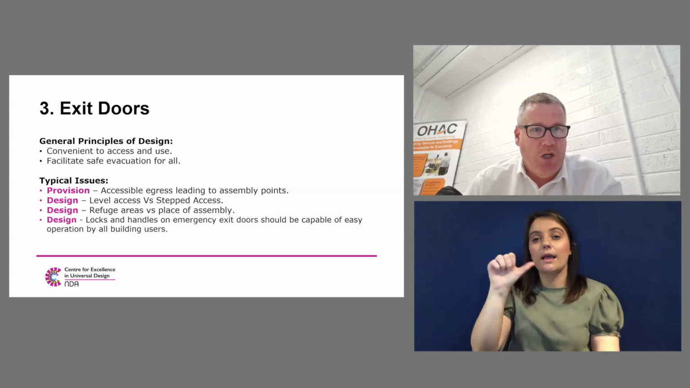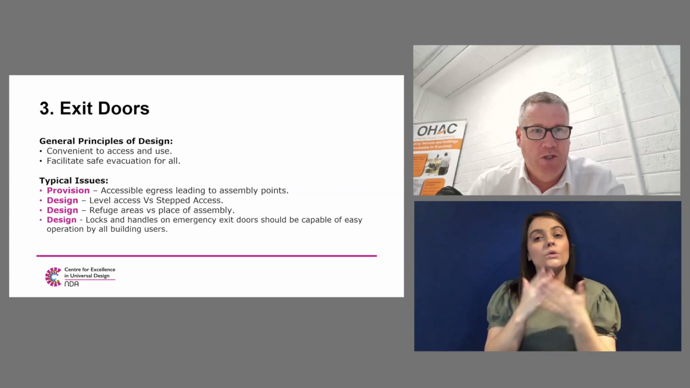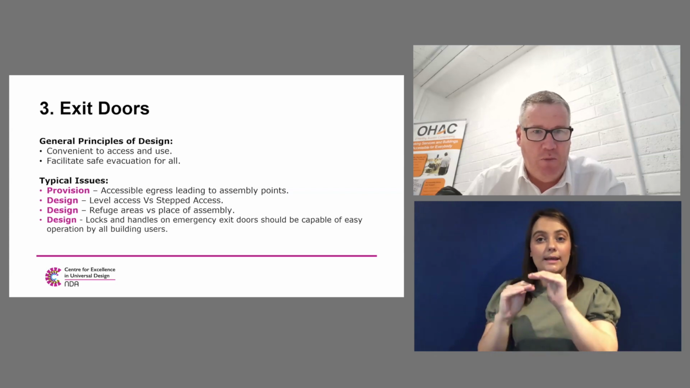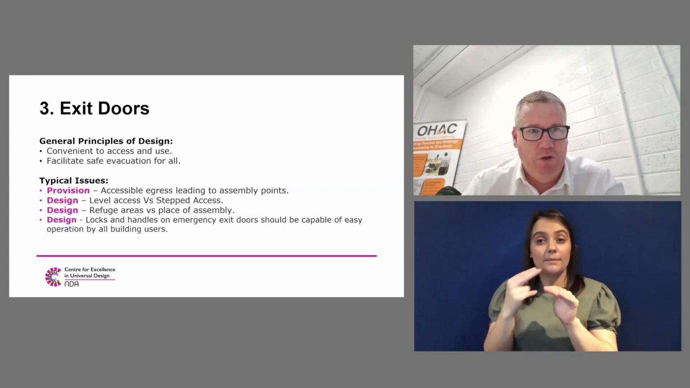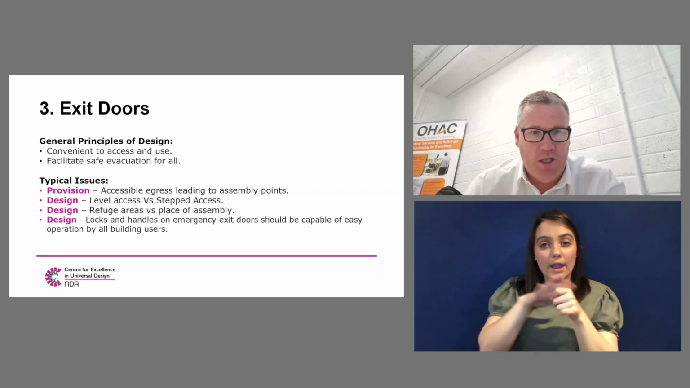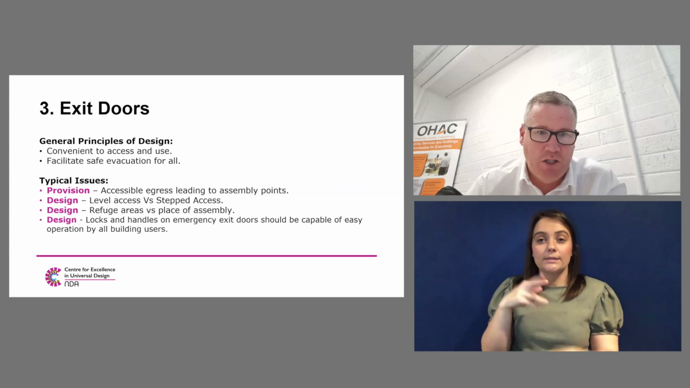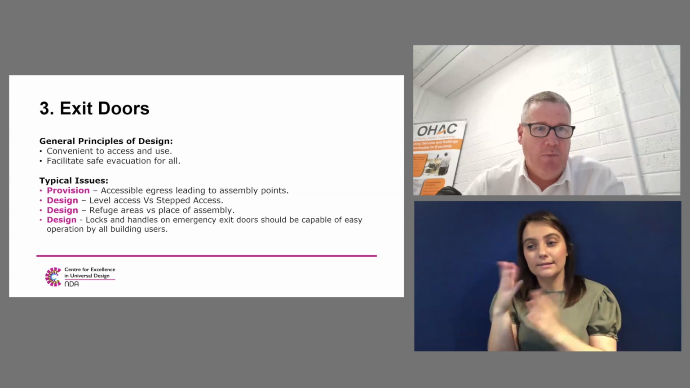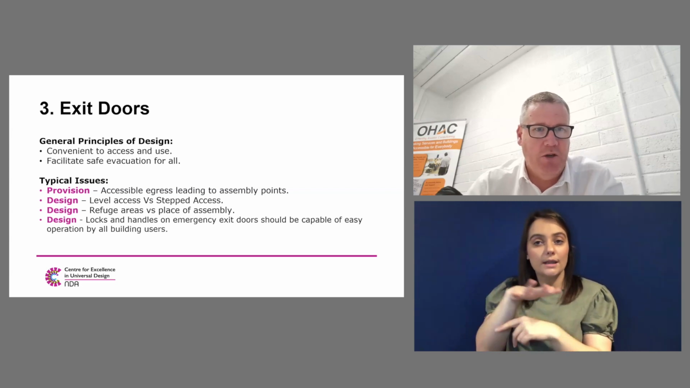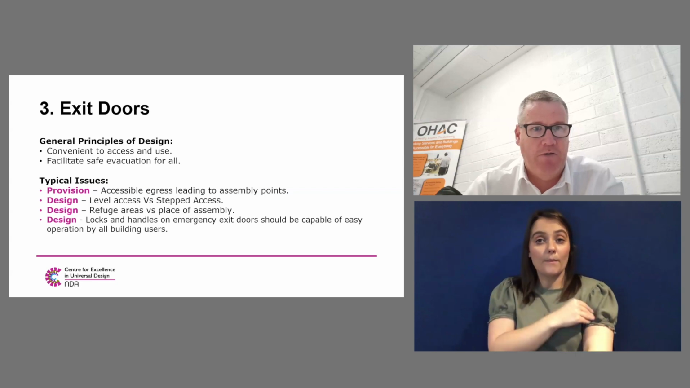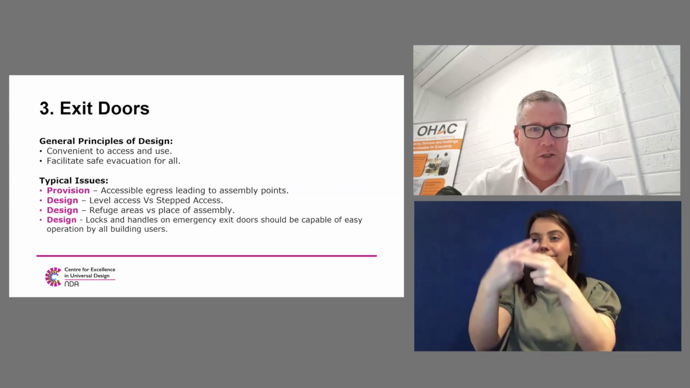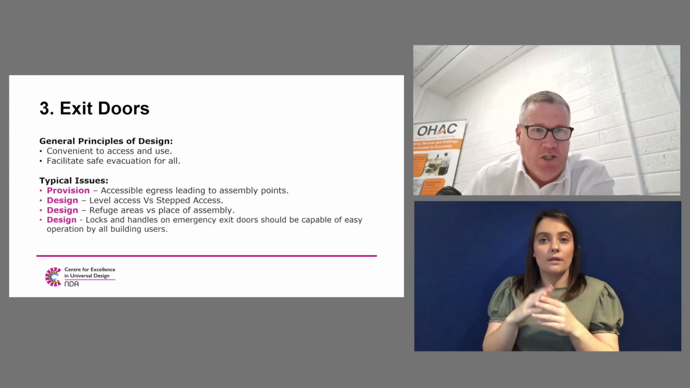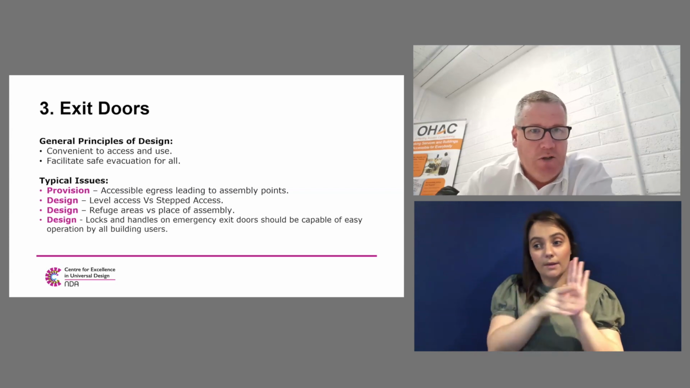Some design issues come up on a regular basis as well. Do we provide level access, or do we provide stepped access outside of an exit door? If you provide stepped access, you may need to consider refuge areas and call points. It's easier if you can provide level access or a sloped or ramped access route to get people safely to the assembly points. In some designs recently, there have been issues with site constraints where you've had to have an external refuge area versus a place of assembly. But ideally, you would get people away from the building and to a place of assembly. So consider risk assessments in that regard as well.